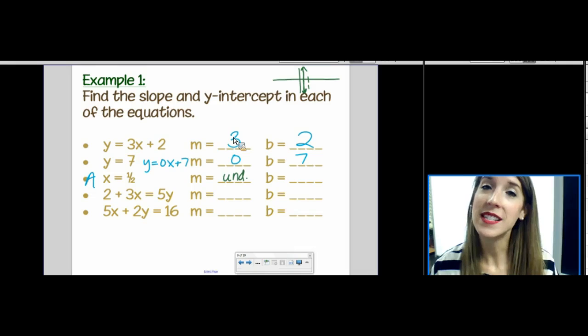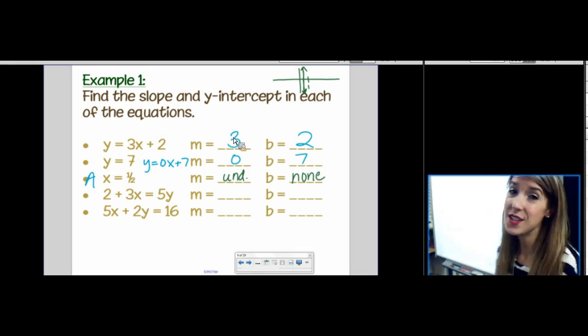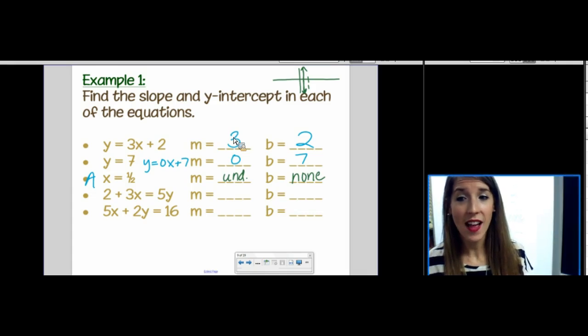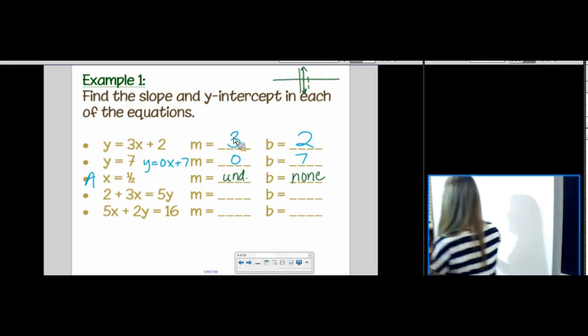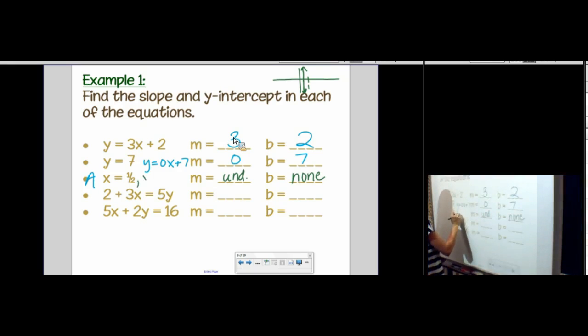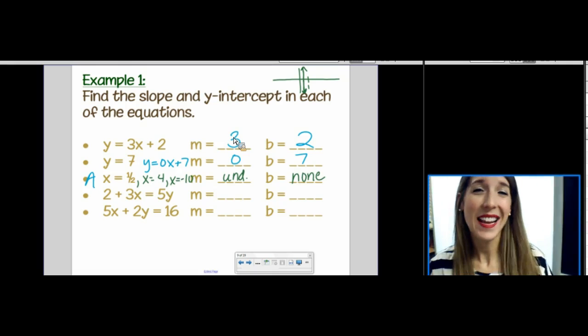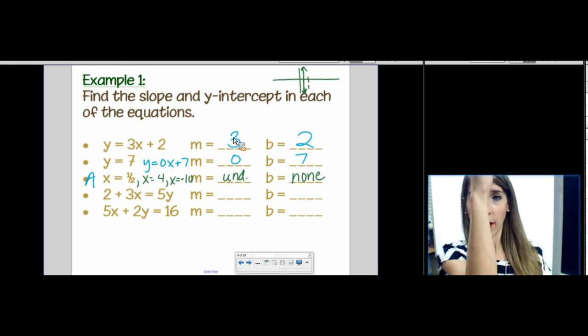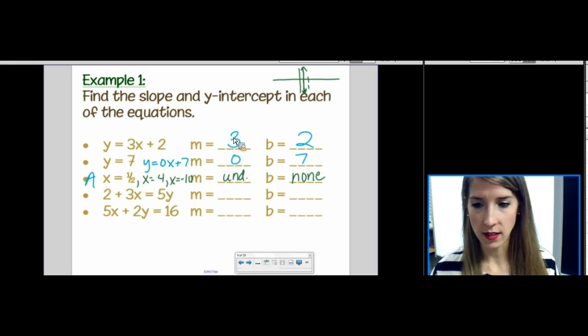Someone said the y-intercept was 0. Well, that means I'm going to hit the y-axis at 0. No, you're not going to hit the y-axis at all, so it's kind of a trick question. There is no y-intercept because that line is parallel to the y-axis. So this could have said anything. It could have said x equals 1/2. It could have said x equals 4. It could have said x equals -10. It didn't matter what x equals. When it's x equals a constant, it's a vertical line. And if it's a vertical line, then the slope is undefined. Okay?